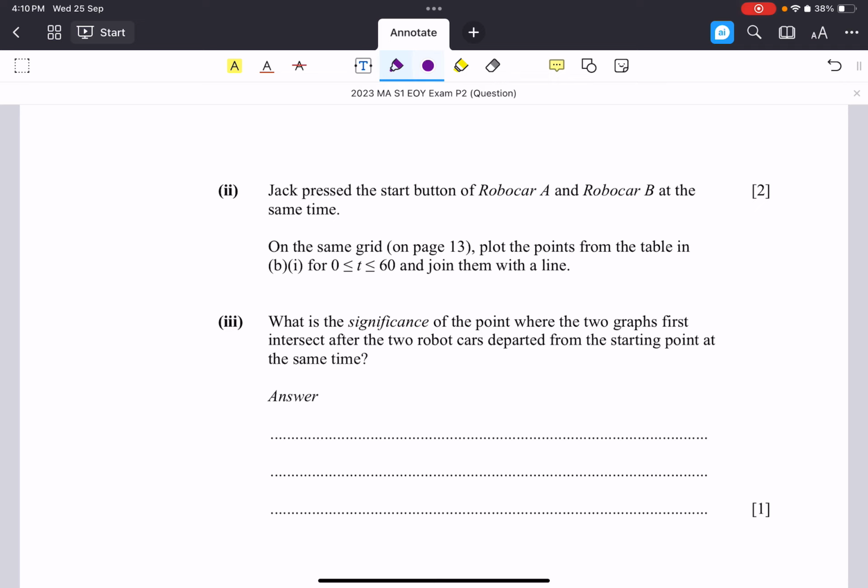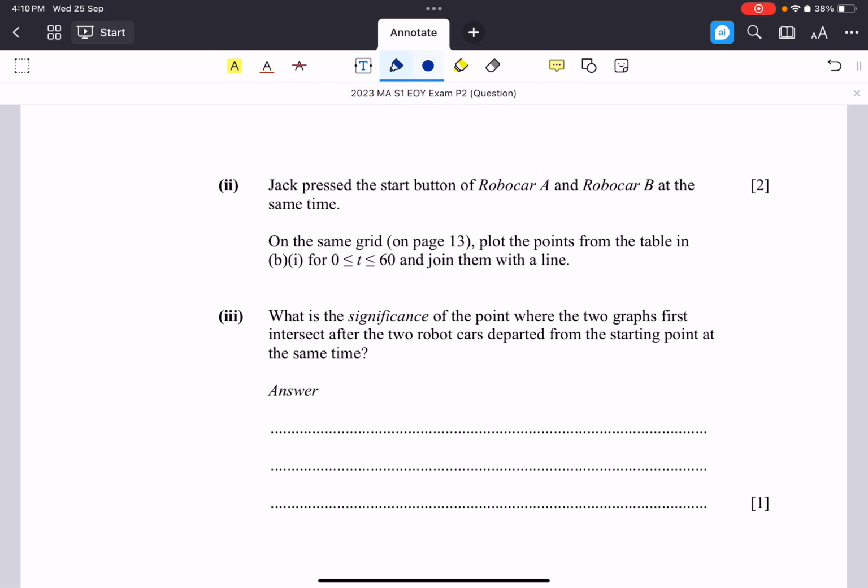So we have that. And then after that, part 3, what is the significance of the point where the two graphs first intersect after the two robocar depart from sequence? Well, this is a distance time graph. So when they meet at the same point, it means that they are at the same distance at the same time, right? Correct. So what happened is, it is the point.